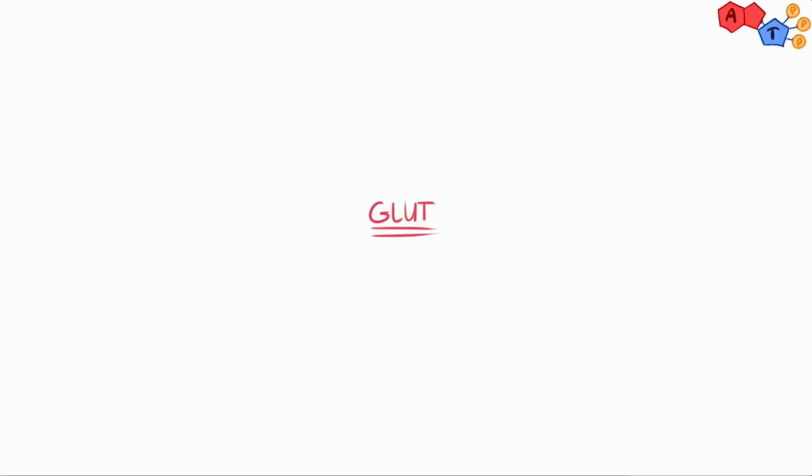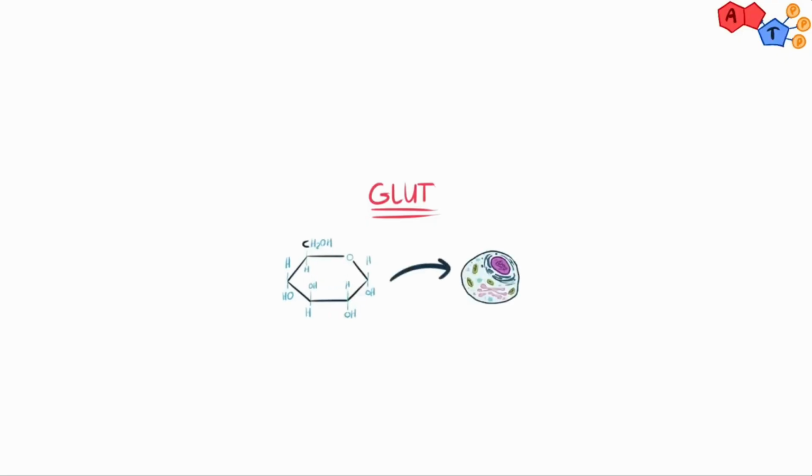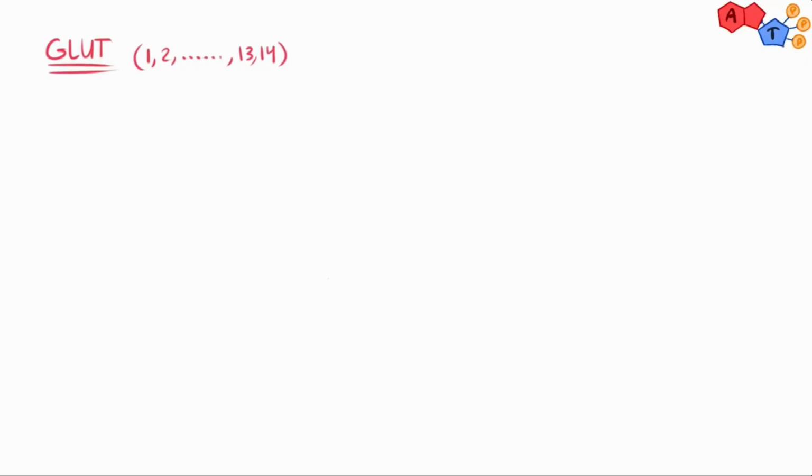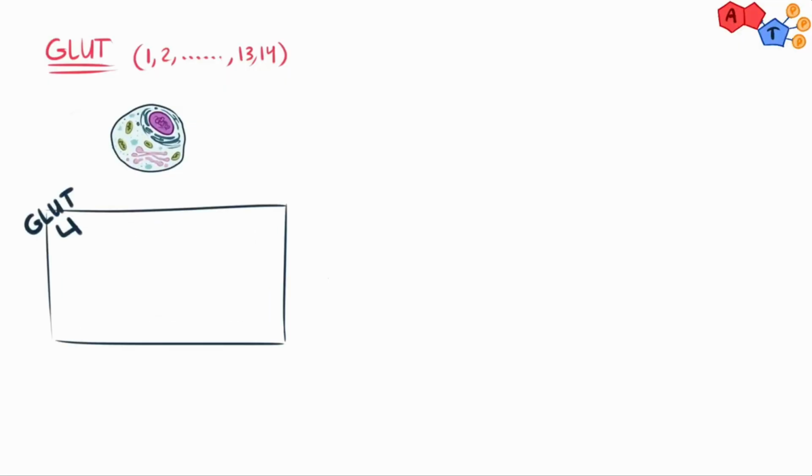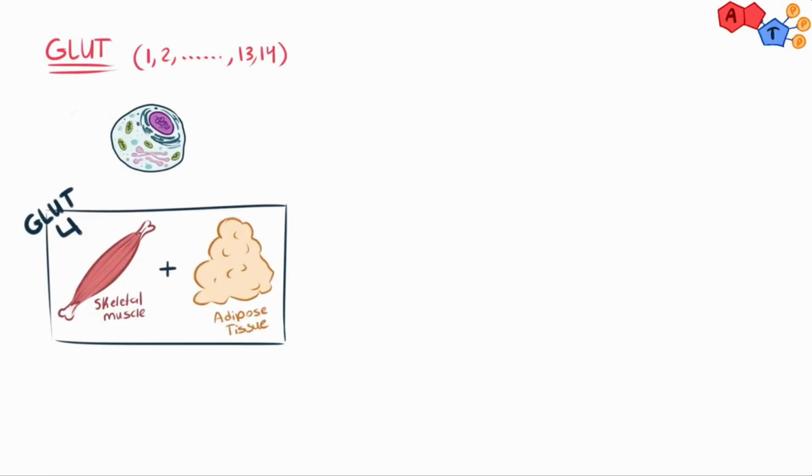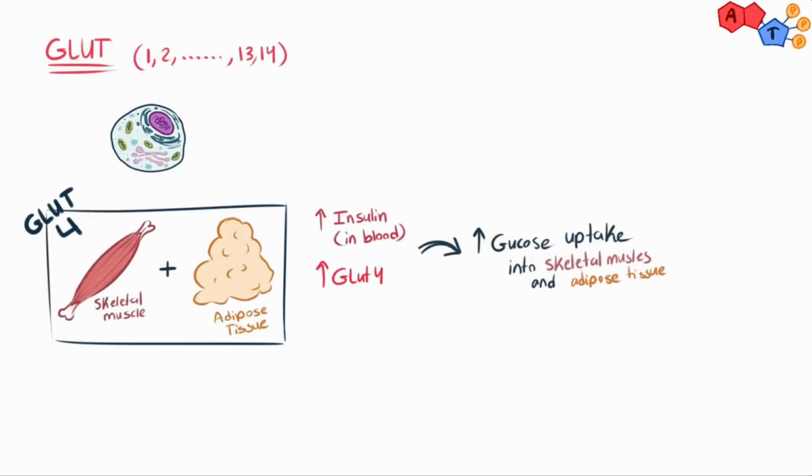While the protein transporter system uses facilitated diffusion to carry the glucose molecule to the inside of the cell. This system is made up of a family of 14 glucose transporters, designated GLUT1 to GLUT14, which are found in the cell membranes. Out of these 14 transporters, GLUT4, which is abundant in skeletal muscle and adipose tissue, requires insulin in order to uptake glucose from the blood.